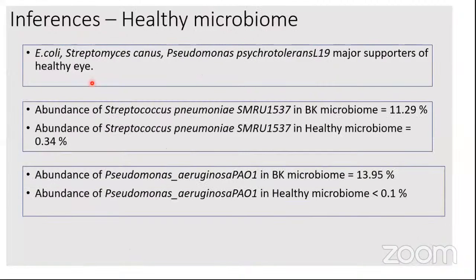So inferences from the healthy microbiome. We can see that E. coli, Streptococcus canis, and Pseudomonas psychrotolerans were the major supporters of the healthy eye. And there was also a decrease when we see the bacterium Streptococcus pneumoniae, which had a relative abundance of 11.29 percent, but in the healthy microbiome it was only 0.34 percent. The same for Pseudomonas aeruginosa, which had 13.95 percent abundance in the bacterial keratosis microbiome, while less than 0.1 in healthy.